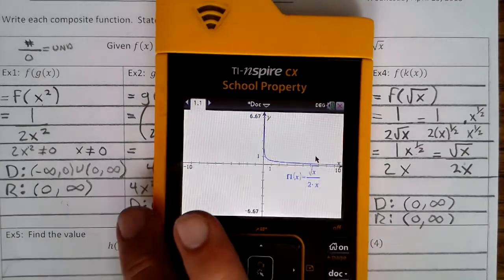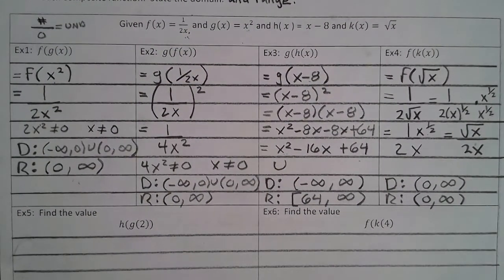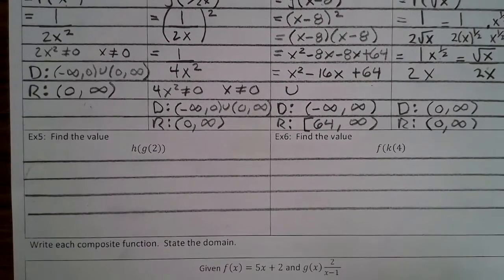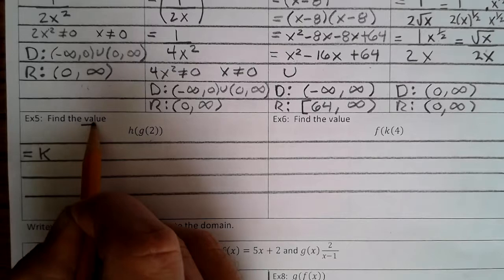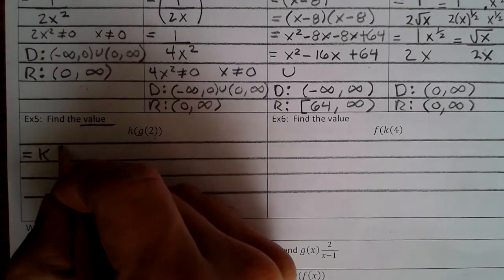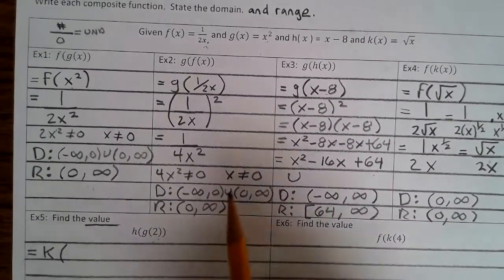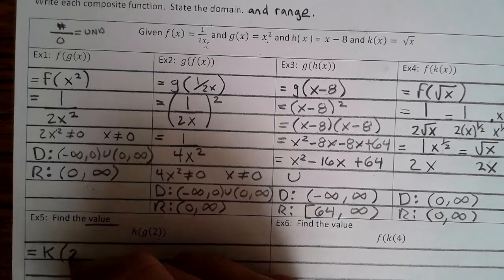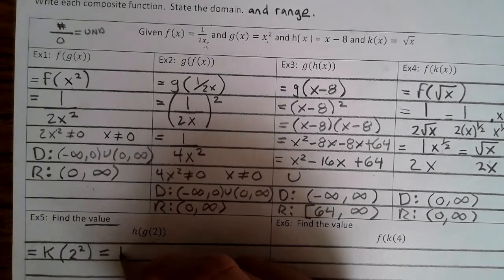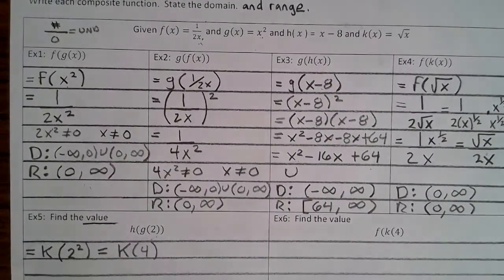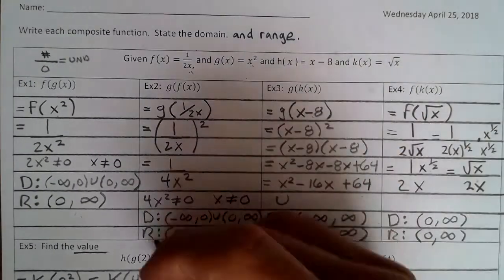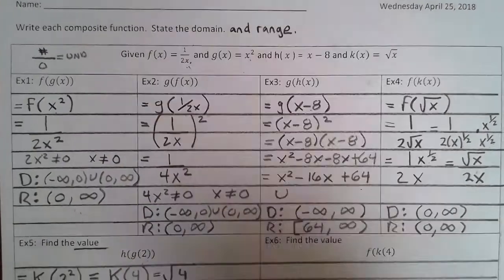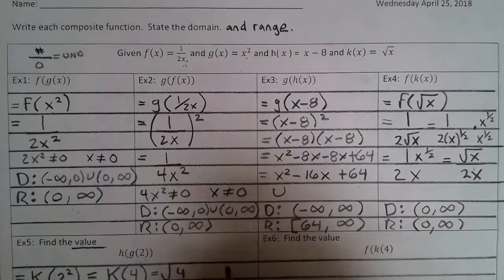All right, so now let's take a look at example 5. All right, example 5, find the value. So that's k of g of 2. Now we're finding the value, so they're actually giving you a number for x. So g of 2, well, you're putting 2 into the x, so that's 2 squared. So that's k of 2 squared, which is k of 4. Well, you're plugging 4 into k, so you're doing the square root of 4. Now remember, square root is plus or minus, so that's plus or minus 2.